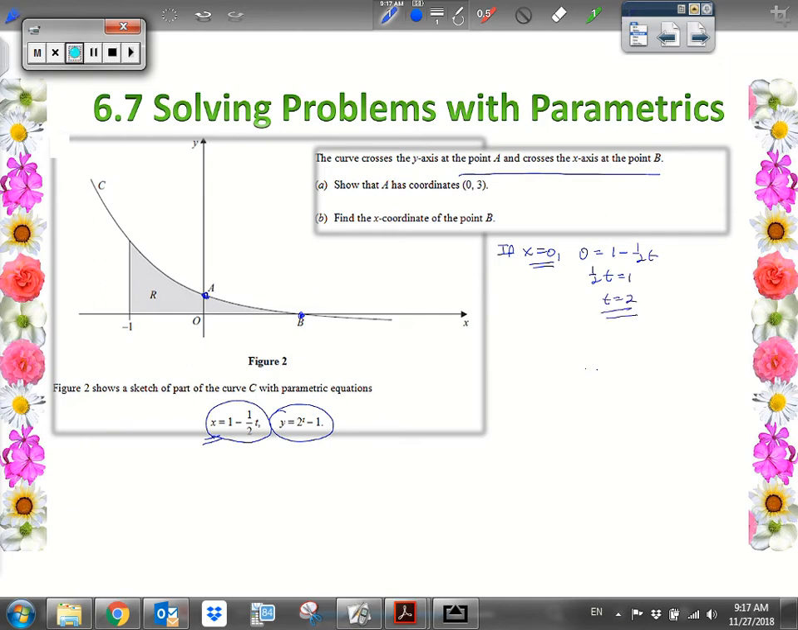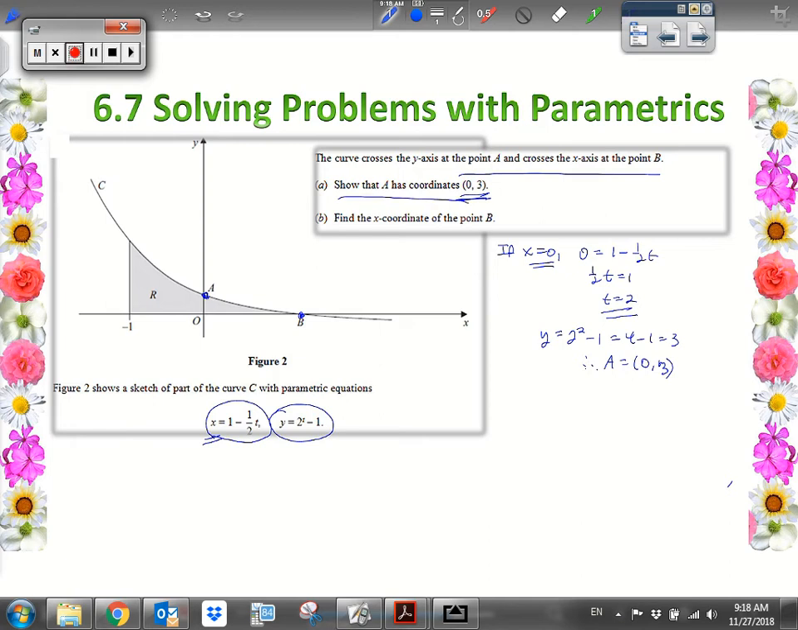So this is the time when x is 0. If we can figure out when x is 0, we can certainly figure out what y is at that same time. So if I know that x is 0 when t is 2, I go into my y equation and substitute a 2 in for t, and then I can see what the y value is. So y is going to be 2 squared minus 1, or 4 minus 1, or 3. And so we're satisfying what they asked, which was to show that A has coordinates 0, 3. So therefore A is 0, 3.